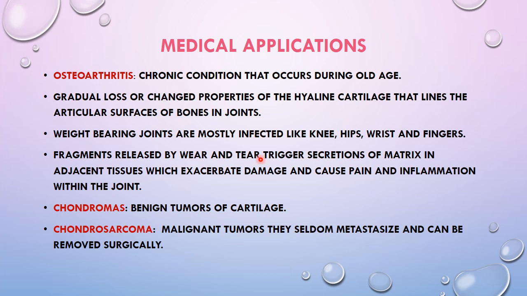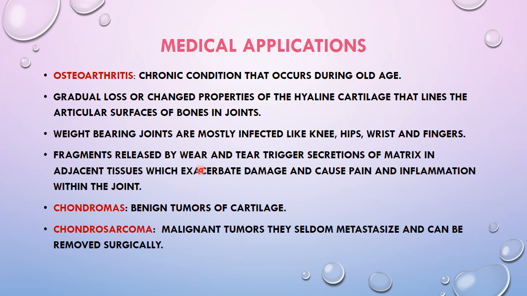So a few of the medical applications. So osteoarthritis, you must be familiar, a commonly used term. This is the inflammation of the joints in the old age. And there is a gradual loss or changed properties of the hyaline cartilage that lines the articular surfaces of the bones in the joints. So weight-bearing joints are mostly affected, like the knee, hip, wrist, and fingers.